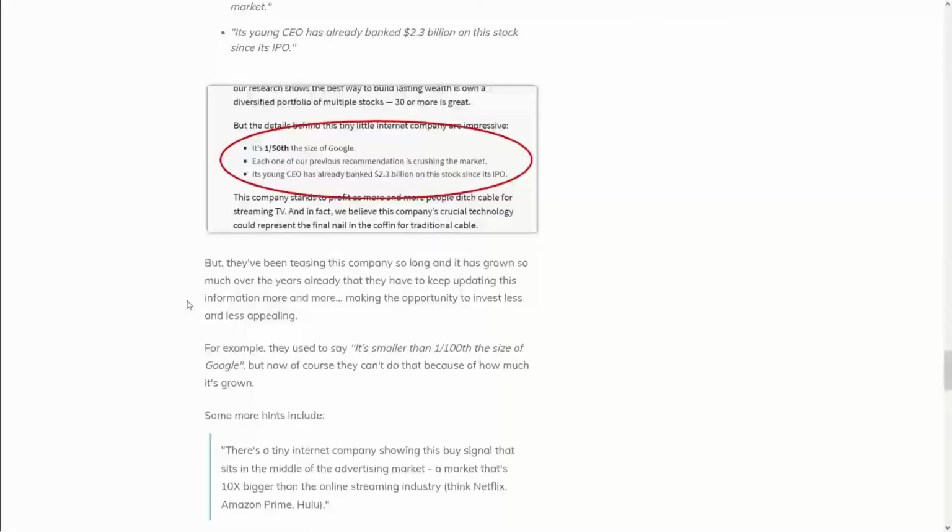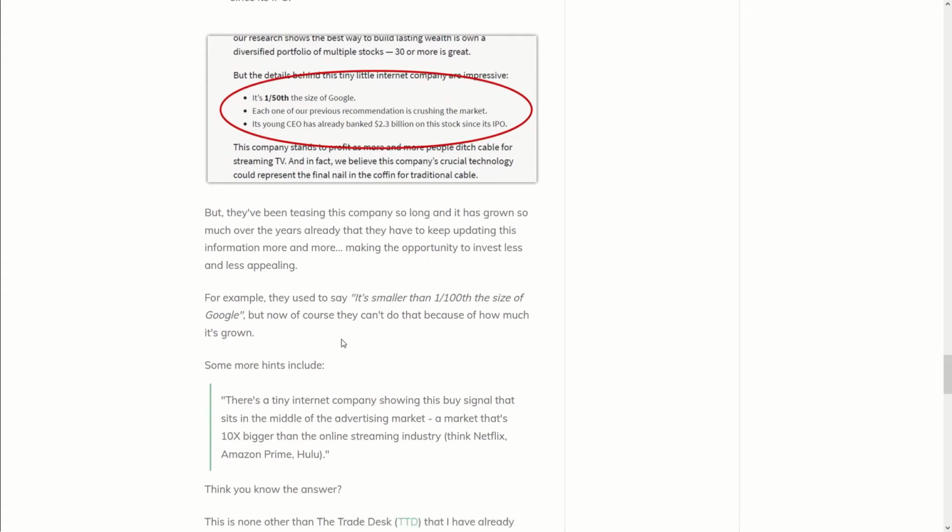But they've been teasing this stock for so long and it's grown so much over the years that they have to keep updating their teasers, but it makes the opportunity to invest less and less appealing. For example, they used to say it's smaller than 1/100th the size of Google, but now they can't do that because of how much it's grown.